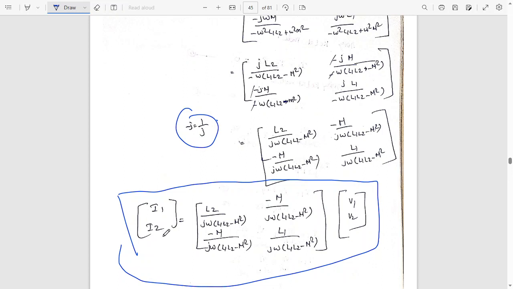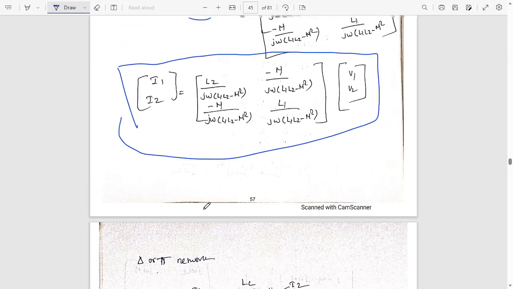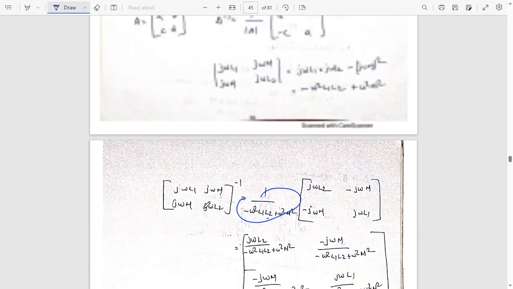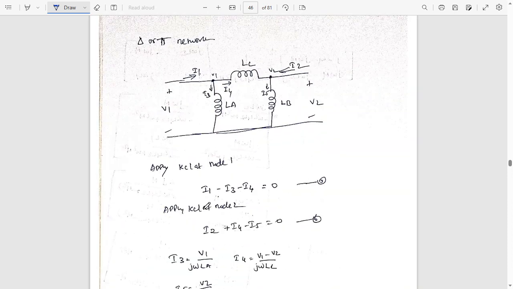Now this will be compared with the delta or pi network. For that I need to consider a standard delta or pi network. This is the pi network or delta network, whichever you want to call it, both are the same. The current I1 on the primary side, we have V1, LA, LB and LC, and on the second side we have current I2 and V2.